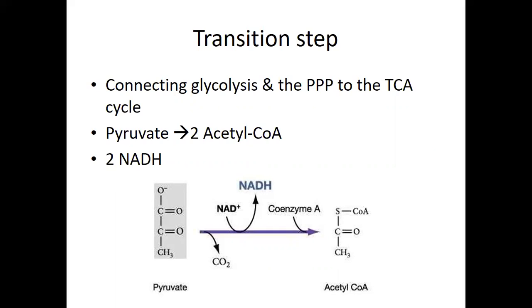So in this transition step, you're taking pyruvate, you are getting rid of carbon, and you now have acetyl-CoA. Now this CoA, coenzyme A, is added, and this is going to be the starting product of the TCA cycle. And you see here, even in this transition step, you're generating reducing power in the form of NADH. Yes, ma'am.